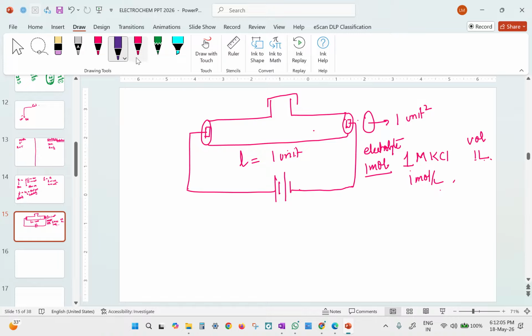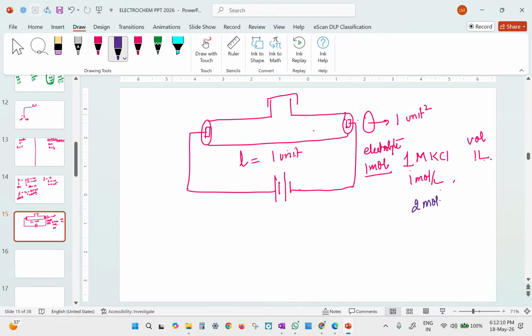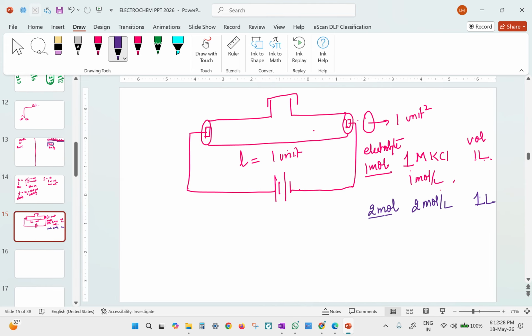Supposing I increase the concentration to 2 M, that means it is 2 moles per liter. 1 liter of this is going to offer me 2 moles. Again, we concluded that electrolytic conductance is due to the availability of ions. So when you have more ions, you can expect that the current carrying capacity is increasing. So this current carrying capacity, the conductivity, becomes directly proportional to concentration. And I gave you exactly the words.